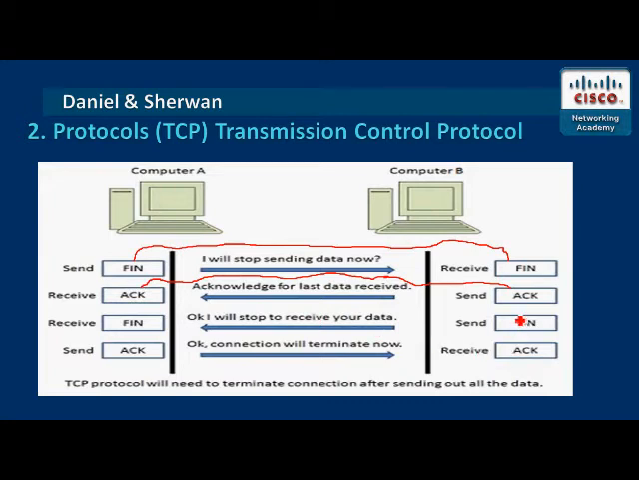Now computer B will send a finalized message and say, computer A, okay, I will stop receiving your data, computer A. And computer A receives the finalized message from computer B. Computer A will send an acknowledgement message and say, okay, connection will terminate now, computer B, from computer A, and computer B receives the acknowledgement message from computer A. The TCP protocol will need to terminate connection after sending out all the data.